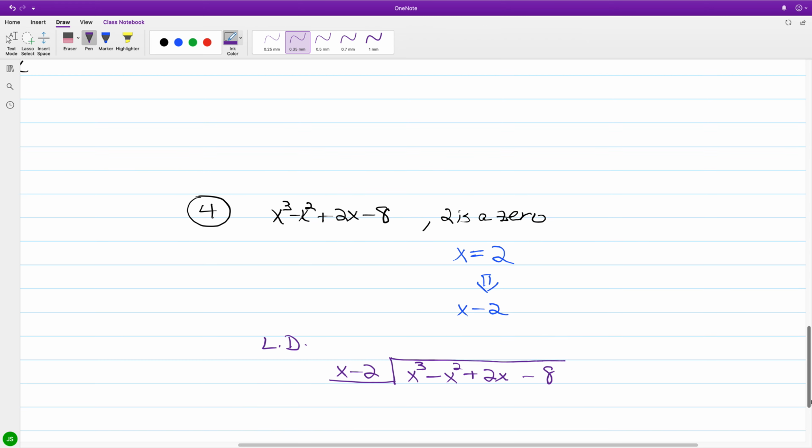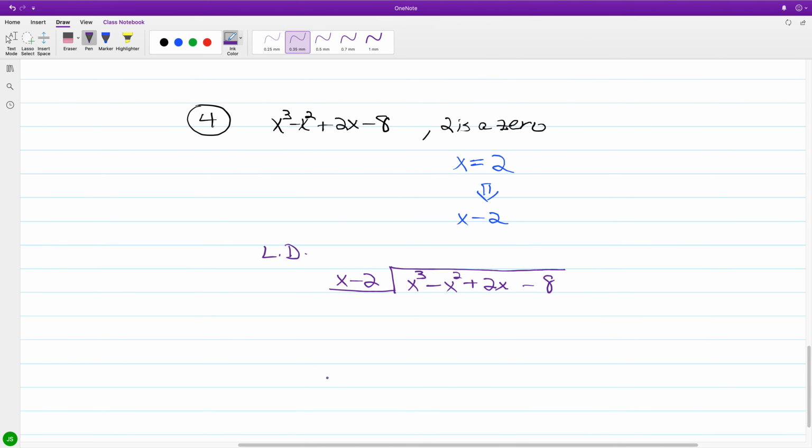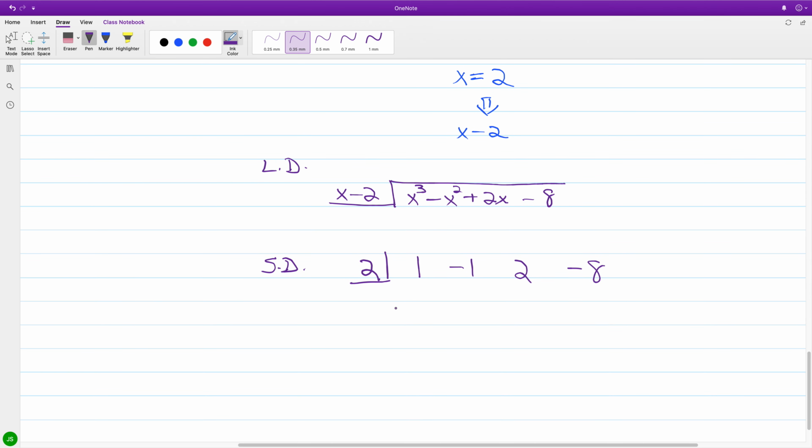And if I take what I have in the arrangement and put it in terms of synthetic division, again x minus 2 has a 0 of 2, and 2 is a given 0. In terms of synthetic division, x cubed has a coefficient of 1. The next term is negative x squared, so we have a negative 1 for the coefficient. We have positive 2x for the coefficient of 2, and we have negative 8. So we do not have any missing degree terms.